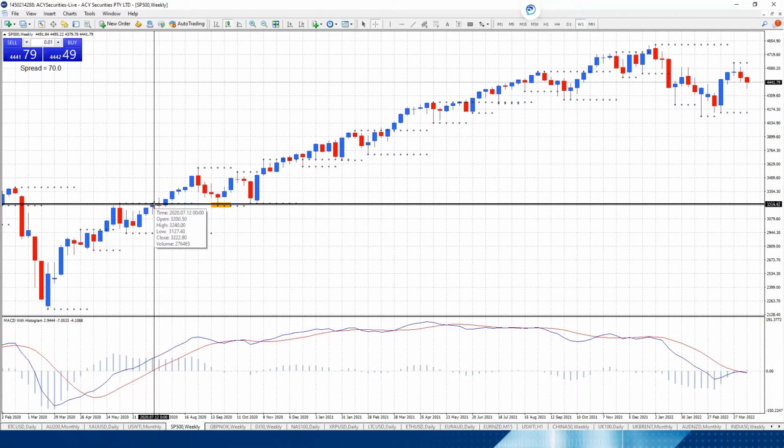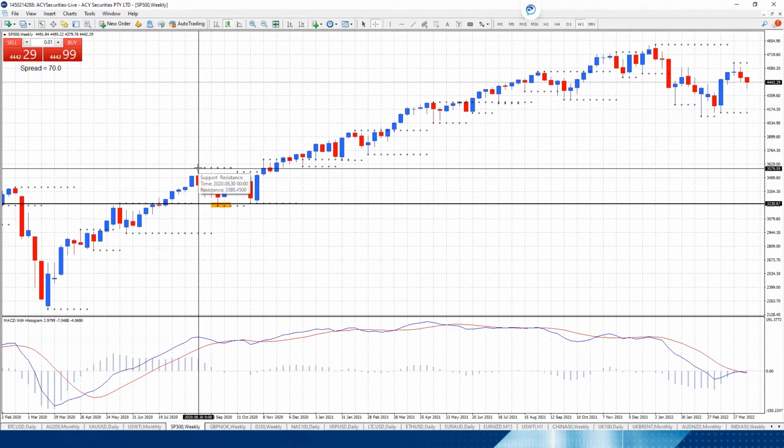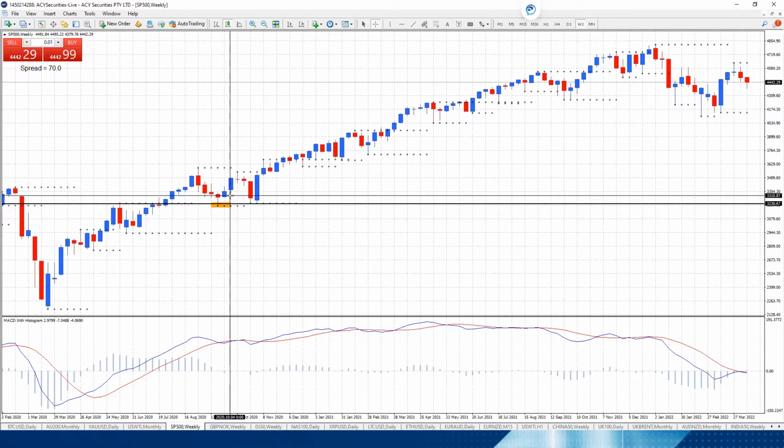Let's say it's 3,270. So we need to go from 3,270 to 3,870 or 3,700. And as you can see, price comes up, comes back down. It's moving higher.